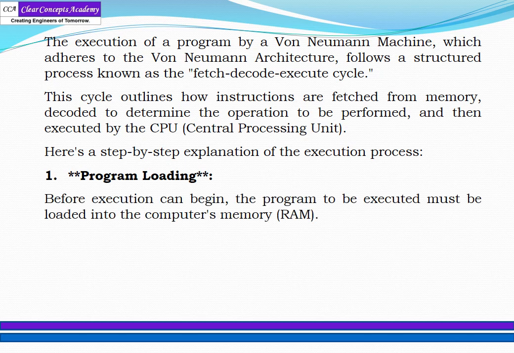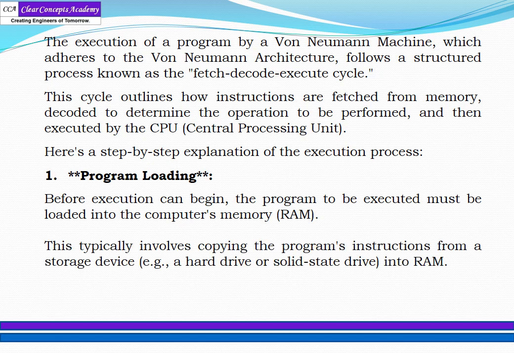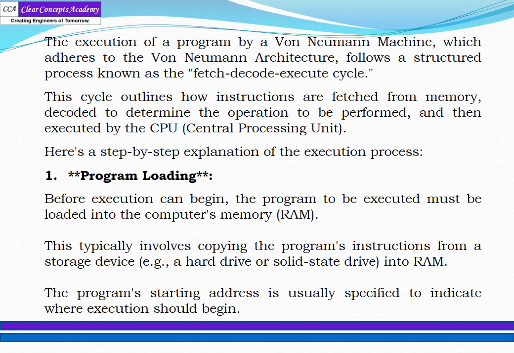Program loading. Before execution can begin, the program to be executed must be loaded into the computer's memory, that is RAM. First, you have to load the program. This typically involves copying the program's instructions from a storage device like a hard disk or solid state drive into the RAM. The program's starting address is usually specified to indicate where the execution should begin.